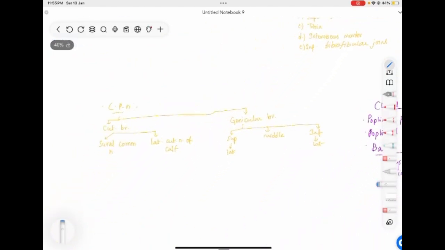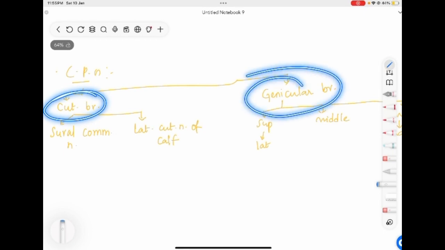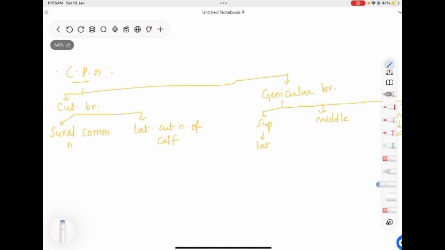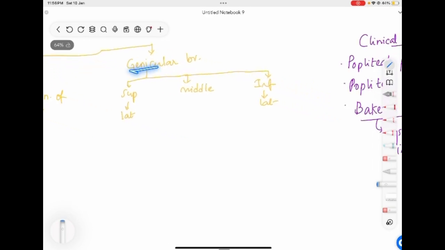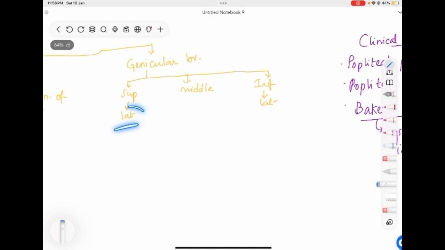Now we have the common peroneal nerve, which has 2 branches, the cutaneous branch and the genicular branch. The cutaneous branch has the sural communicating nerve, and it is divided again into the lateral cutaneous nerve of the calf. So it supplies these 2 things. Now then we have the genicular branch. The genicular branch again has 3 divisions, which are superior, middle, and inferior. Like I said above, here we have the lateral side.